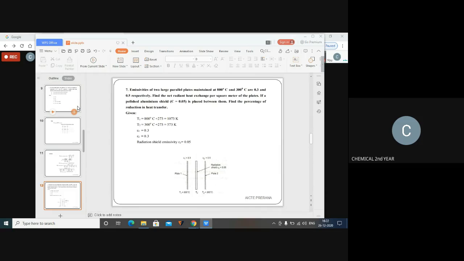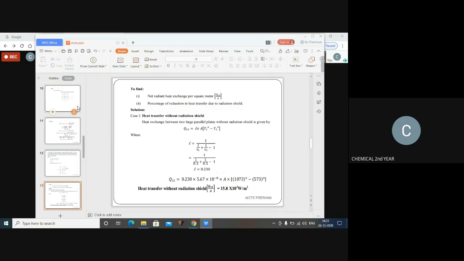In the given data, T1 is equal to 800 degrees Celsius plus 273, that means 1073 Kelvin, and T2 is equal to 300 degrees Celsius plus 273, that is equal to 573 Kelvin. So epsilon 1 is 0.3 and epsilon 2 is 0.5. Then epsilon is 0.05, the radiation shield emissivity. This is the diagram which represents the question. A polished aluminum shield is placed in between the two parallel planes. Now we have to find out the net radiant heat exchange per square meter, and the percentage of reduction in heat transfer due to radiation shield.